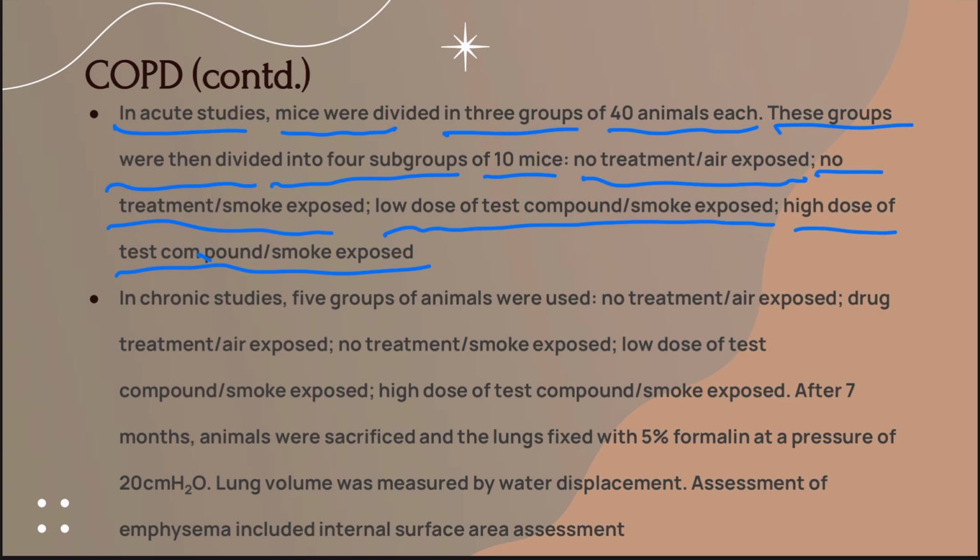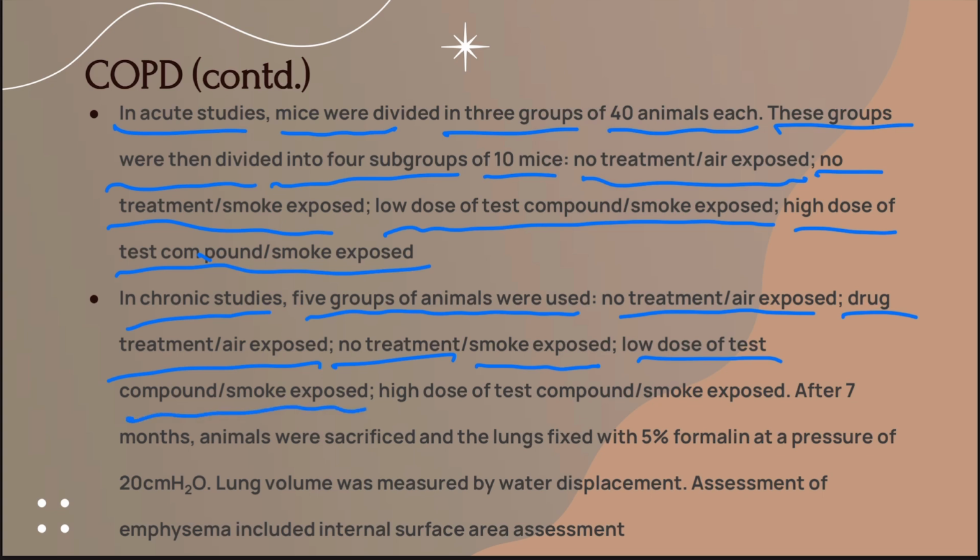And then we will compare it. Next, in chronic studies, 5 groups of animals will be used, that is 1 with no treatment and exposed to air only, no smoke. Then 1 with the drug treatment and air exposed. Drug treatment means the drug which is already approved for the management of COPD. Then we have no treatment and smoke exposed. Then we have low dose of test compound and smoke exposed, that is the compound for which we are testing the efficacy and the action against COPD. Then high dose of the test compound and smoke exposed.